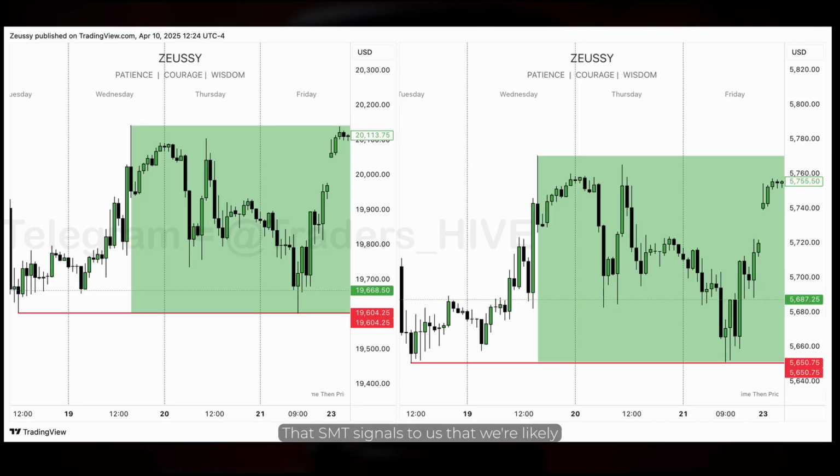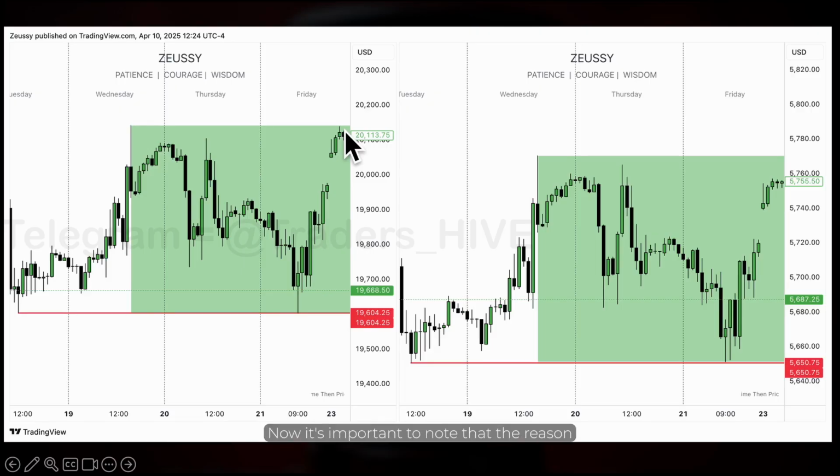That SMT signals to us that we're likely going to see the market begin to reverse. What we will then do is we will drop into the lower time frames and confirm to us that we're in fact drawing towards buy side of the curve next, because this is a market maker buy model where I can see the sell side of the curve followed by the buy side of the curve.